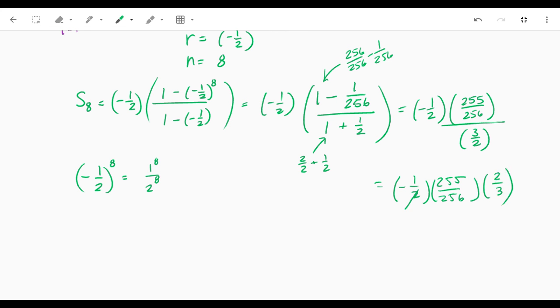So these 2's will cancel out. 255 divided by 3 is reducible. This is 85. So I'll have negative 85 over 256. Okay, I will definitely do another one of those for you.